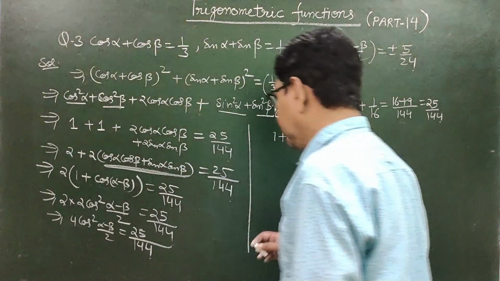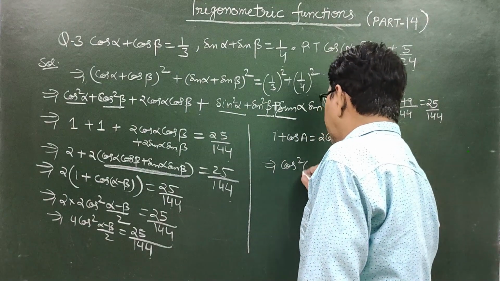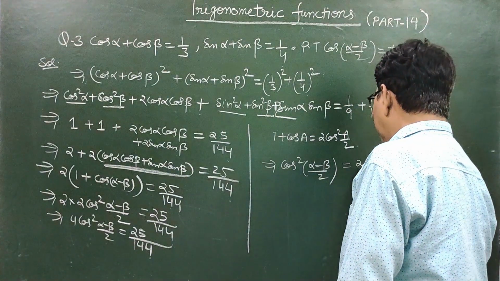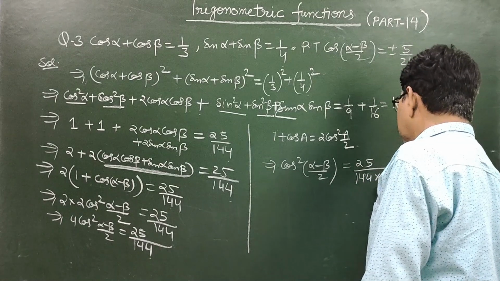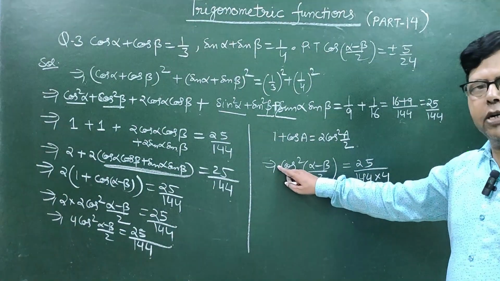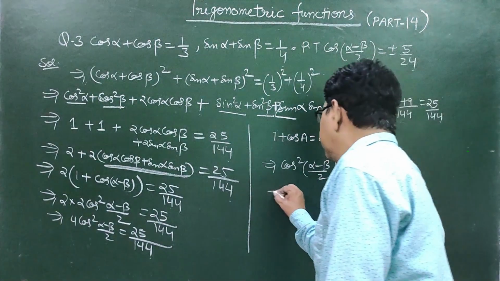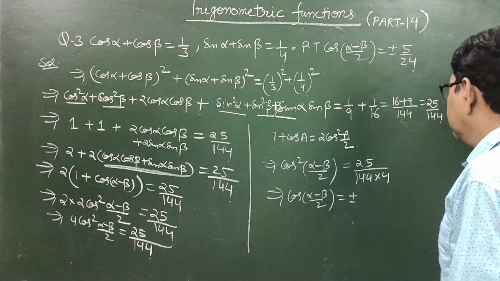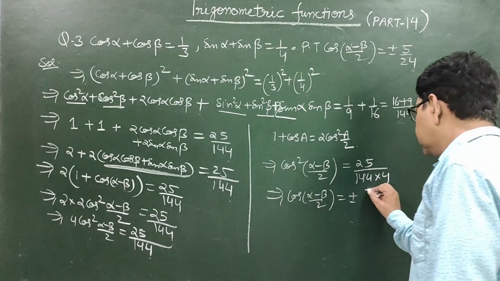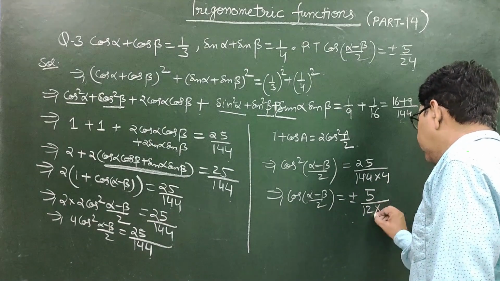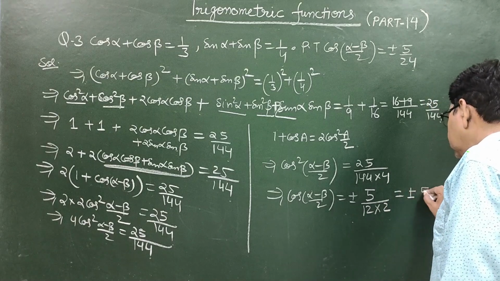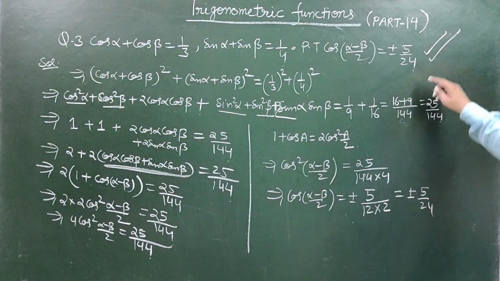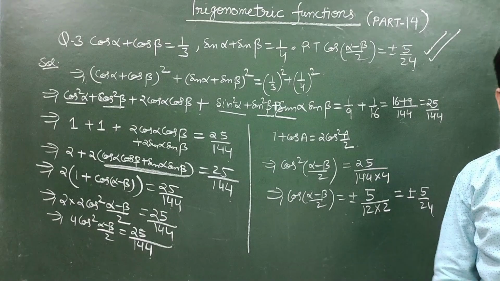Or you can say that the value of cos square alpha minus beta upon 2 is equal to 25 upon 144 into 4. This 4 which was in the multiplication, it will come in the denominator. Now we can find the value of cos alpha minus beta by 2 is equal to plus minus. If we take the square root of 25, it is 5, and 144 is 12, 4 is 2, so plus minus 5 upon 24. And this is what you had to solve, that cos of alpha minus beta by 2 is equal to plus minus 5 upon 24.